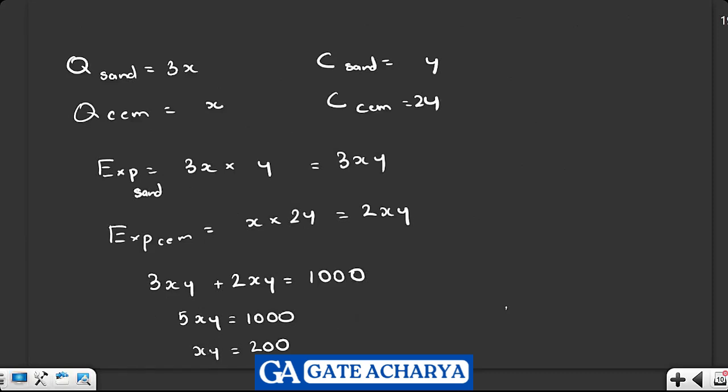Cost XY is per the quantity. XY you can say it's a multiple of expenditure of sand and expenditure of cement. Now, if I multiply this XY value in the sand, 3 into 200, what is the answer? 600. And expenditure of cement, if I multiply 2 into 200, what will I get? 400.